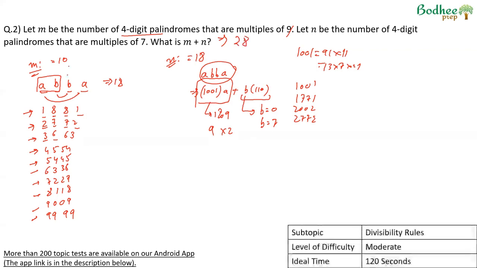I think it is a moderate level of difficulty question, 2.5 minutes should be good enough to answer this question. The only problem could be how do we check for multiples of 7, which is something that you'll have to figure out during the question. Otherwise, not a very difficult question to solve.